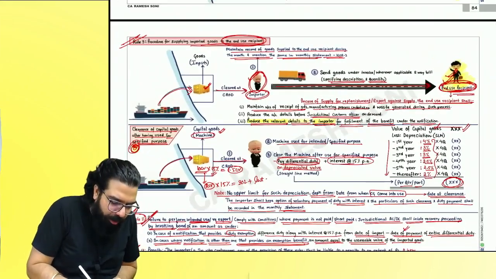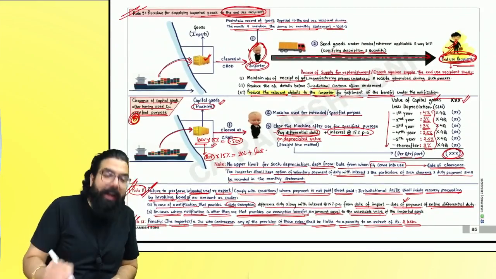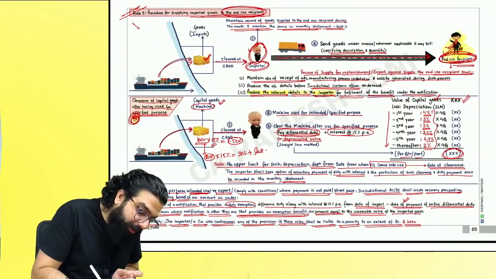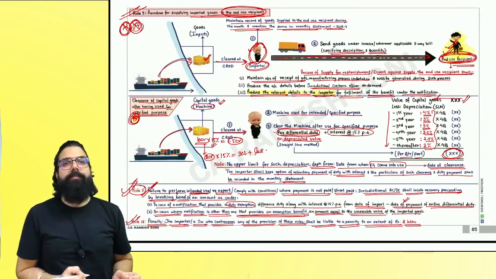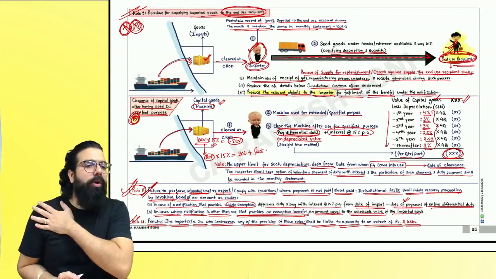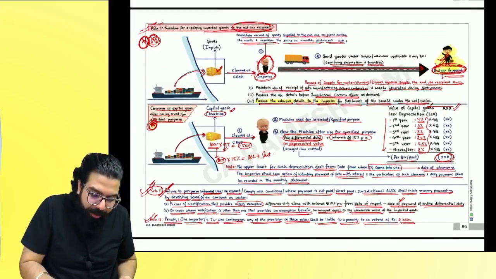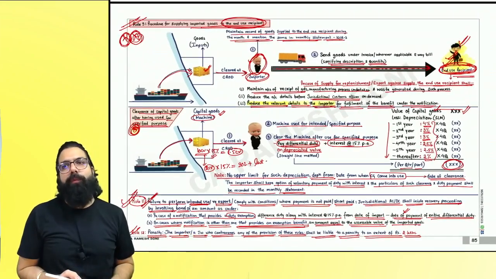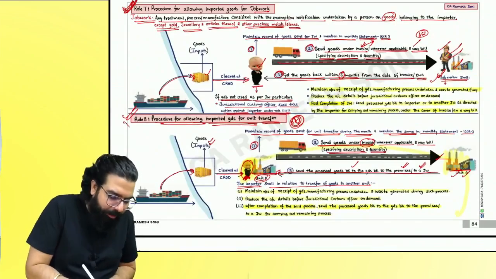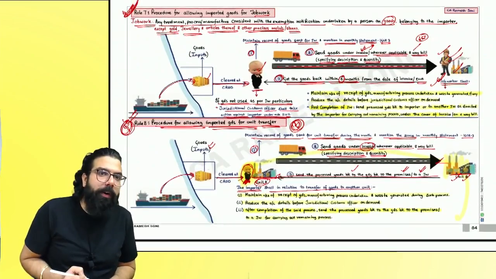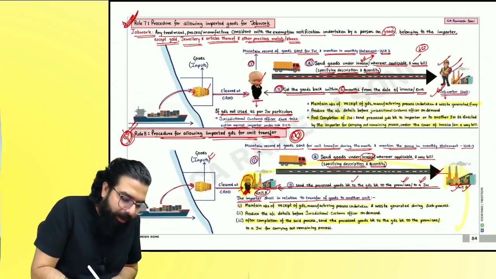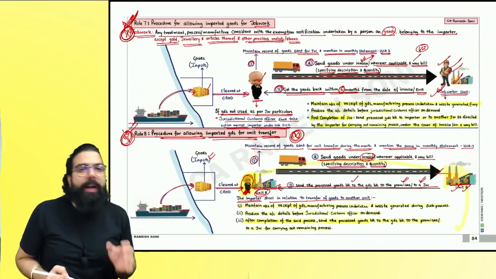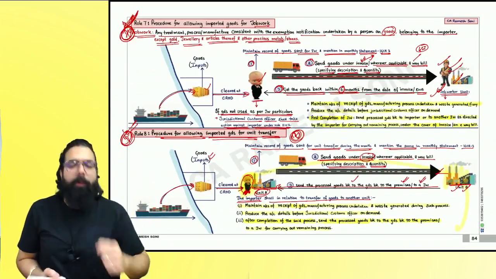There can be a small question on this. Please be very careful. This is also important from exam point of view. They can tell you, whenever you are sending the goods for specified end use, what is the procedure to be followed? They can also ask you in the exam how inter-unit transfers will be made. What is the procedure? They can ask you about job work also. When you are sending it for job work, what is the procedure to be followed?